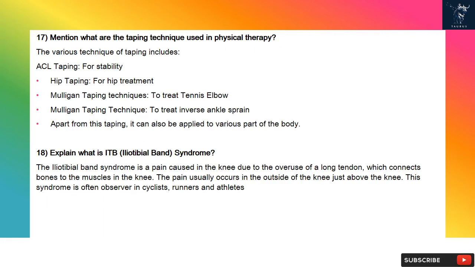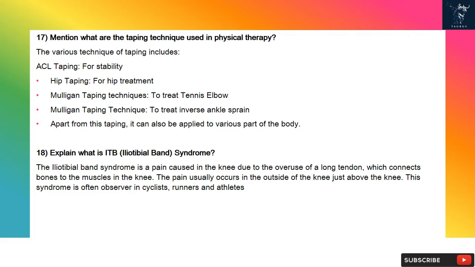17. Mention what are the taping techniques used in physical therapy. The various techniques of taping include ACL taping for stability, hip taping for hip treatment, Mulligan taping technique to treat tennis elbow, and Mulligan taping technique to treat inversion ankle sprain. Apart from this, taping can also be applied to various parts of the body.